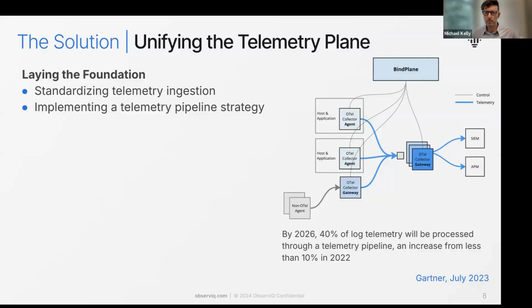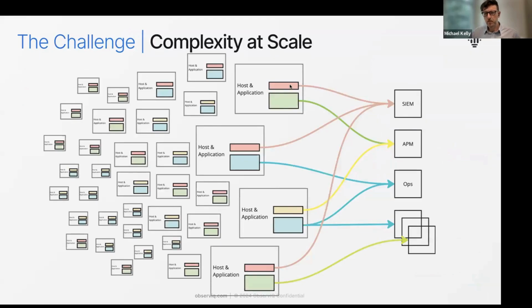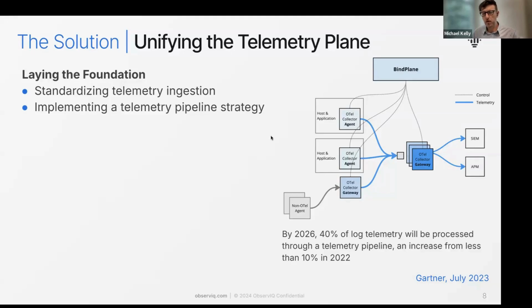get your entire environment and all of your telemetry under control. So when you standardize, you're going from multiple types of SDKs and agents to a single type that can be used for any platform or any endpoint. And once you're standardized on one agent, one SDK, you can then build out a telemetry pipeline strategy.